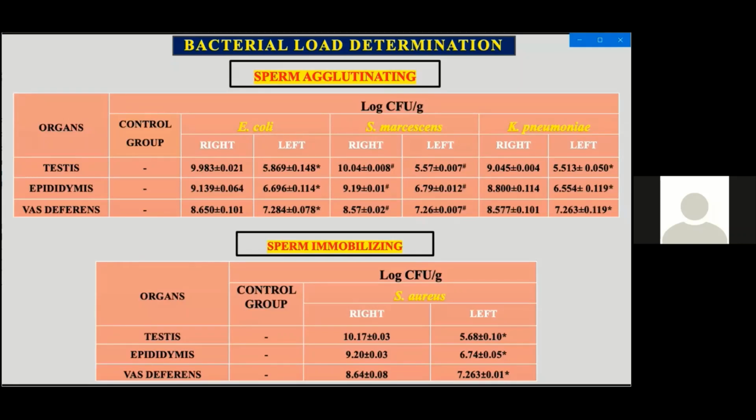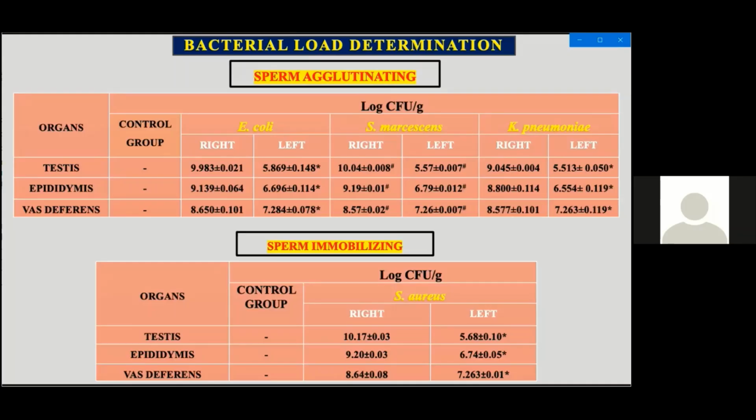Whereas in case of epididymis, again we can see that the count was higher on the right hand side as compared to the left hand side. In case of E. coli, it was 9.1 in the right epididymis, 9.1 in case of Serratia marcescens and 8.8 in case of Klebsiella pneumoniae. Whereas on the left hand side we could get 6.6 in case of E. coli, 6.7 in case of Serratia marcescens and 6.5 in case of Klebsiella pneumoniae.